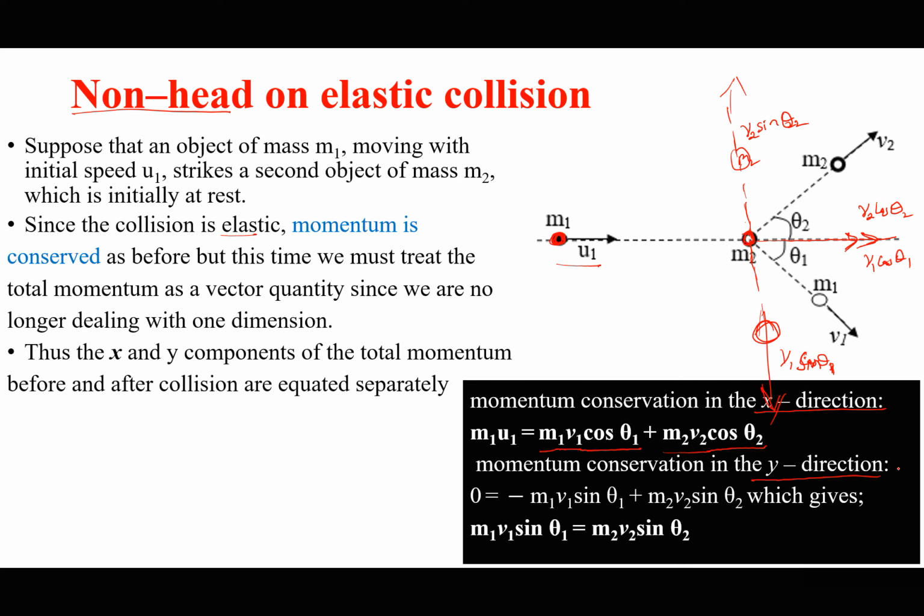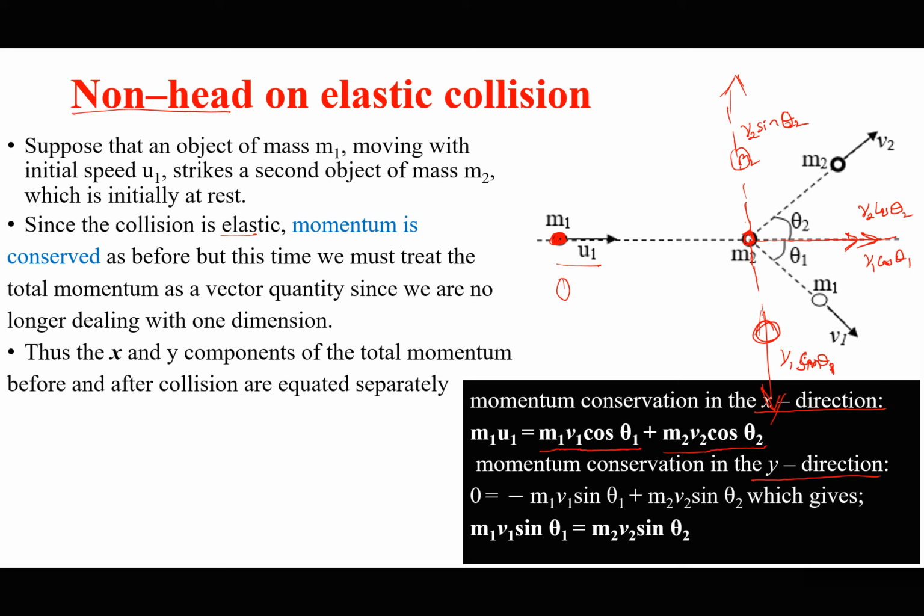Initially, the body which caused the collision was moving in the horizontal. So it means initial momentum in the vertical is automatically 0. None of the masses was initially moving in the vertical before collision. So the momentum in the vertical before collision is 0. But after collision, m2 moves upwards and m1 moves downwards. So they're in opposite directions.